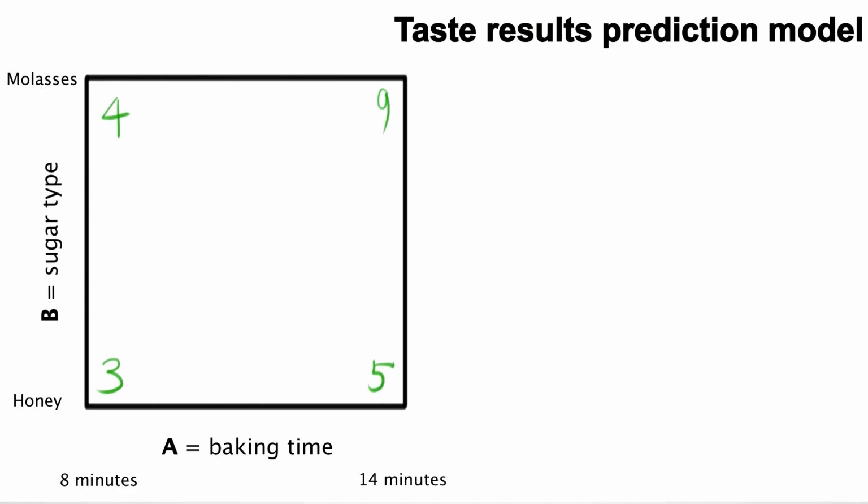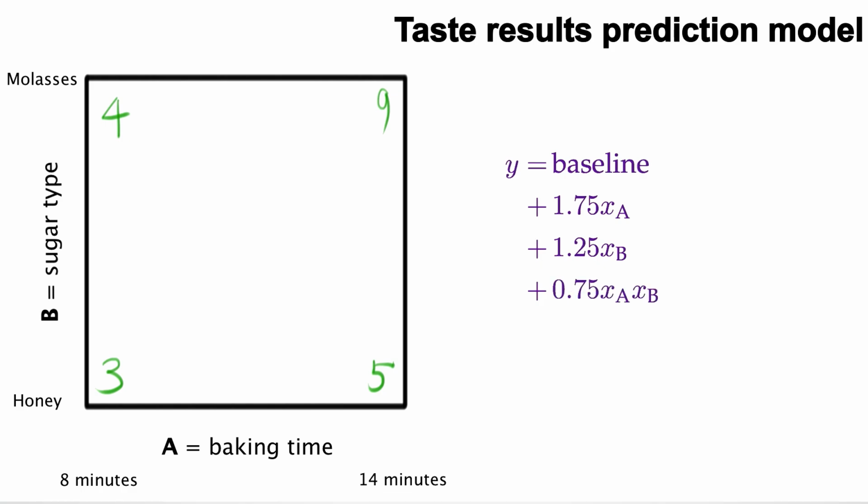So let's go ahead and add that term to our prediction model. So far, our prediction for taste is 1.75 times XA plus 1.25 times XB.